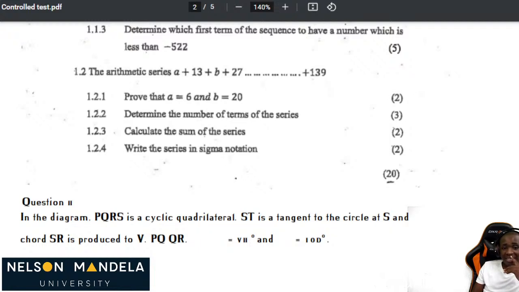Okay, now we have 1.2.2. Determine the number of terms in the series. How many terms are in this series? How do we do that? We are given the last number there. Do you see that? We are given the last number, 139.